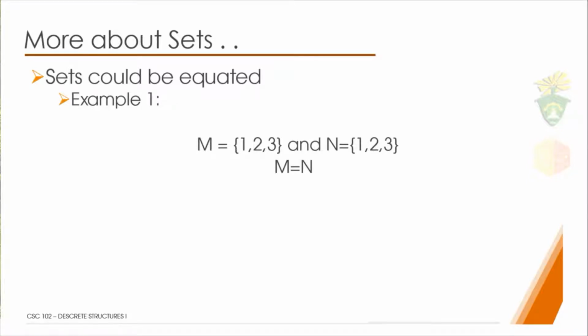Okay, so sets could also be equated. Say the set M has members 1, 2, 3, and N has members 1, 2, 3, so both of them have the same elements. Thus, we can say that the set M is equivalent to the set N, meaning these two sets have the same elements.